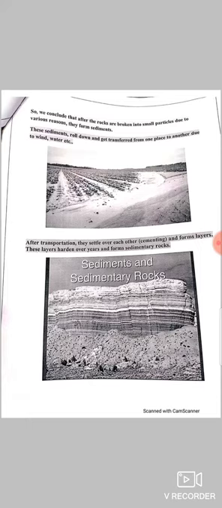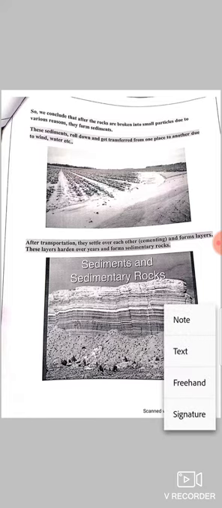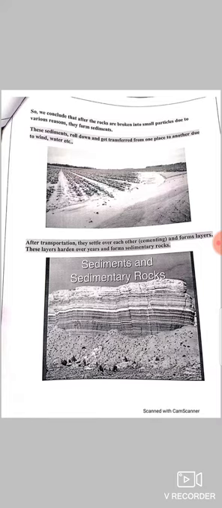Now, we conclude that after the rocks are broken into smaller pieces due to various reasons, they form sediments. These sediments roll down and get transferred from one place to another due to wind and water. After transportation they settle over each other, one on top of another, cementing. See the second picture. It forms layers, and these layers harden over years.